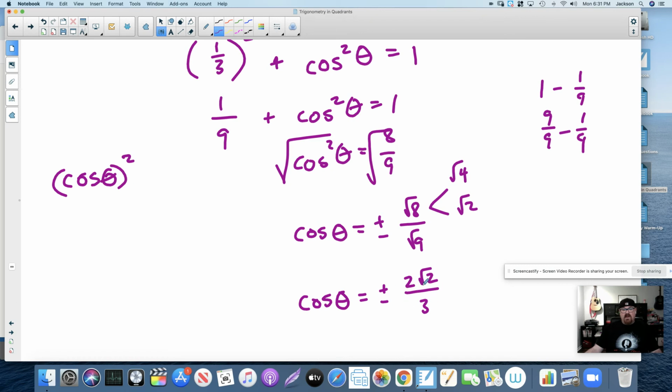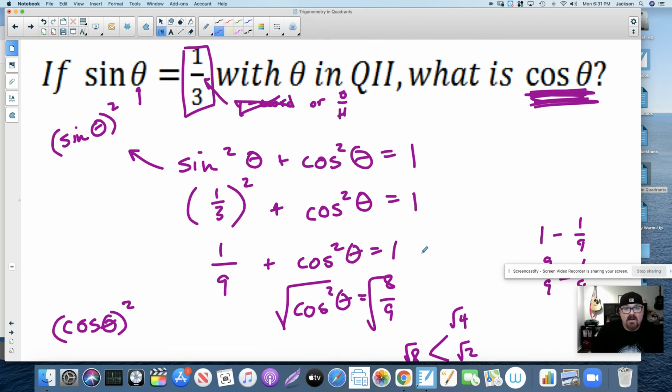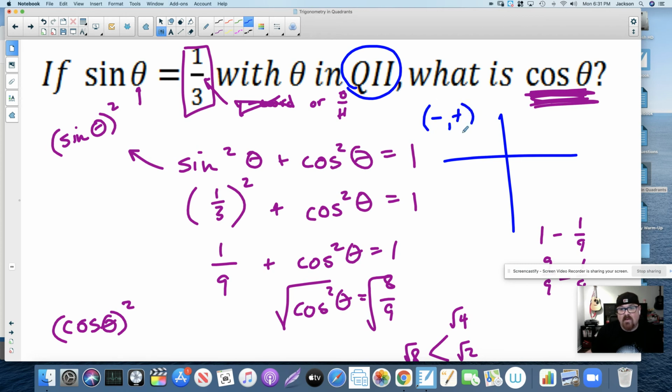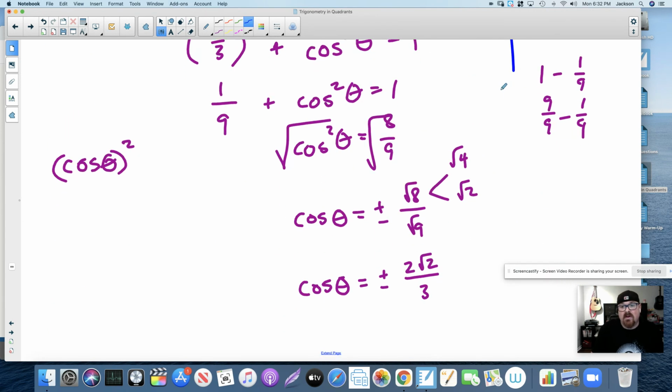So here are my cosine values, but I don't accept all of those, right? Because this angle, as was given to me from the beginning, is in quadrant 2. And in quadrant 2, over here, we have negative x coordinates and positive y coordinates. Cosine values are associated, even though we're not using the unit circle, we can still use that as our basis for understanding signs in these quadrants. Cosine values are associated with x coordinates in quadrant 2. So even though I did get the positive and negative here, my final answer is negative 2 radical 2 over 3.